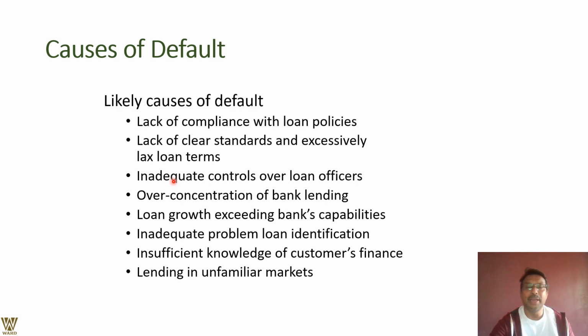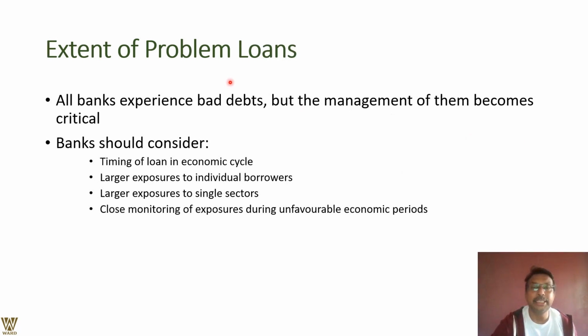Likely causes of default: lack of compliance with loan policies, lack of clear standards, excessively lax loan terms, excessively lenient loan terms, inadequate controls over the loan officers, loan growth exceeding bank capabilities, inadequate problem loan identification, insufficient knowledge of customer finances, and lending in unfamiliar markets. These are the causes of default, and this is what we are dealing with.